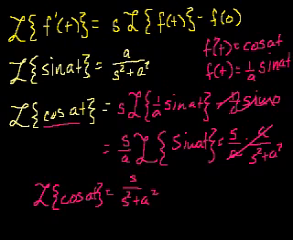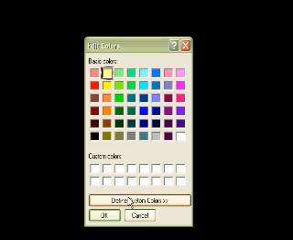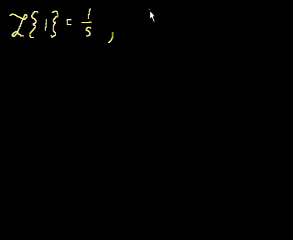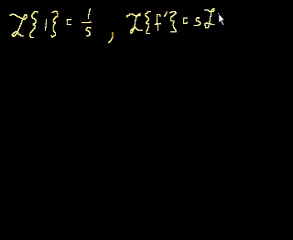Let's keep going. We haven't really done much with polynomials. We know a couple of things. We know that the Laplace transform of 1 is equal to 1 over s. So let's see if we can use this and the fact that the Laplace transform of f prime is equal to s times the Laplace transform of f minus f of 0.